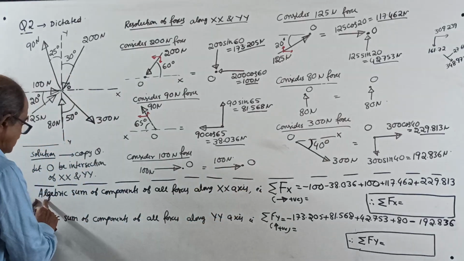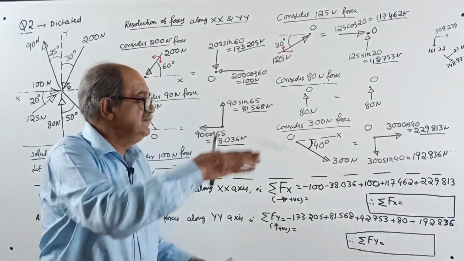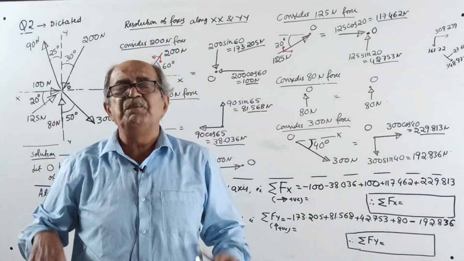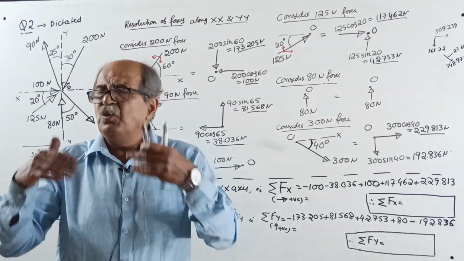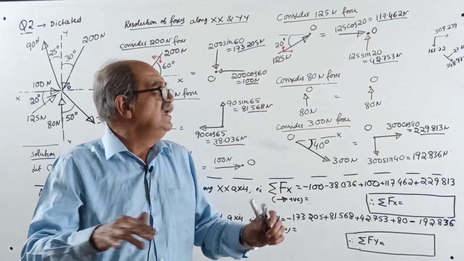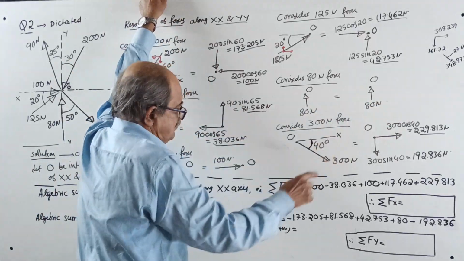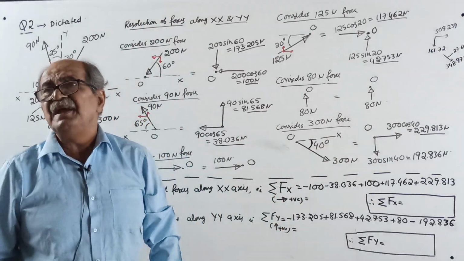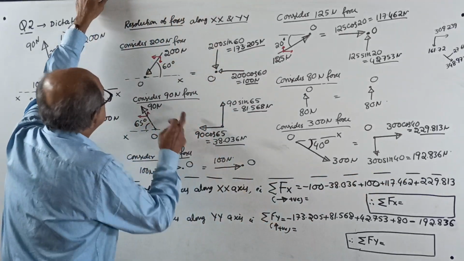Algebraic sum of components of all the forces along the x-axis means either to the right or left, one of them you take positive. It is completely left to your choice. You can take whatever you want, but traditionally when you sum up in the x direction, we take right side positive. If you take left side positive, what happens? That I will explain in a special class. Okay. Right side positive. Start.